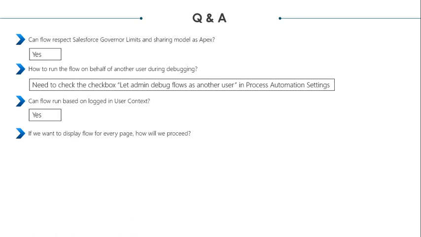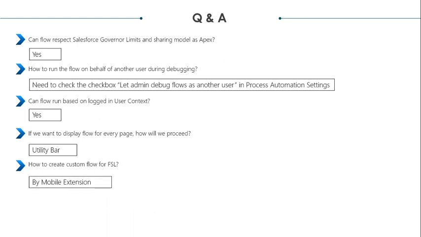Next question: if we want to display the flow on every page or everywhere in the application, how will you proceed, or what is the best design? We can put the flow in the utility bar. Next, how to create a custom flow for Field Service Lightning Mobile? The answer is by mobile extension, or you can say app extension.